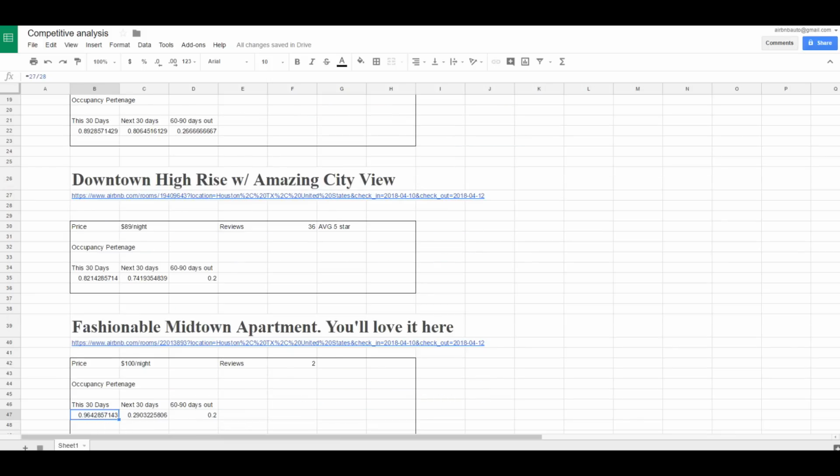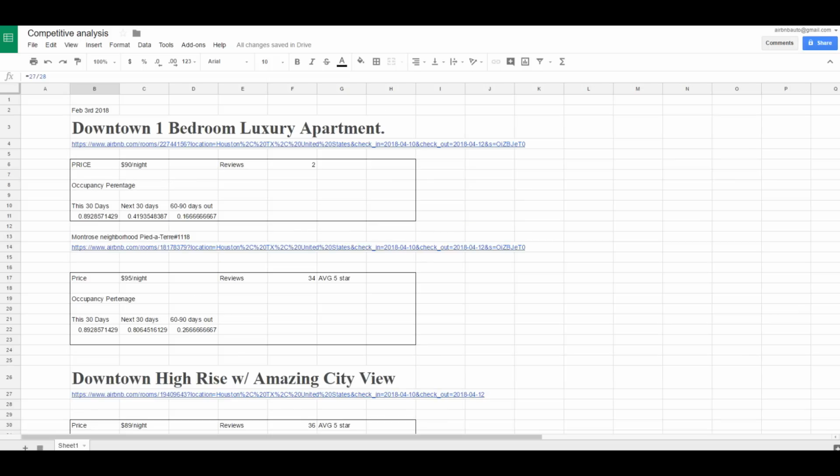So if you do the math, let's say you have $89 a night and you have 90% occupancy, and there's 28 days, so you equal $89 times 28, and this is going to be an equation here, but then we're going to times that by 0.9 occupancy.